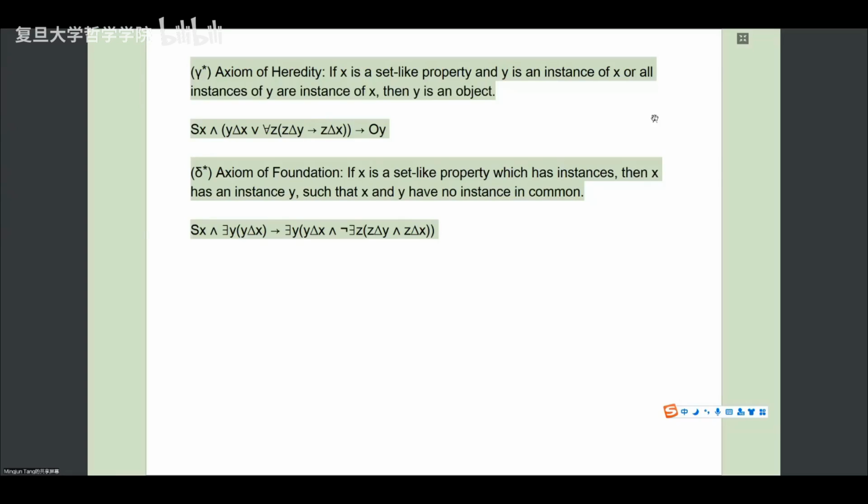In the Ackermann set theory, we have the axiom which states if x is a set, and y is an element of x, or y is a subset of x, then y is also an object. So we don't require that something which is an element of a class-like property has to be a set-like property. But if a class-like property is an element of a set-like property, then it's also set-like.